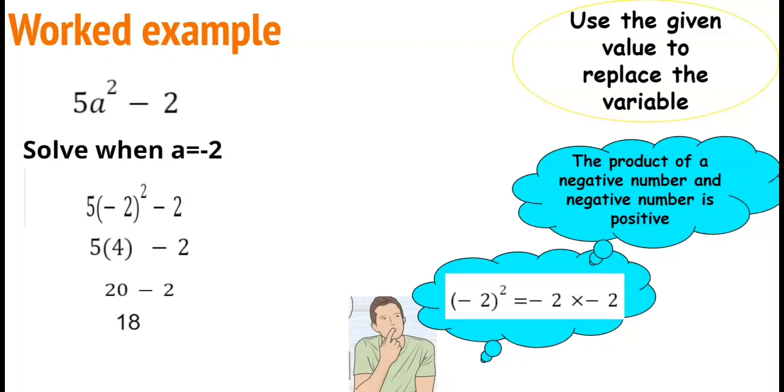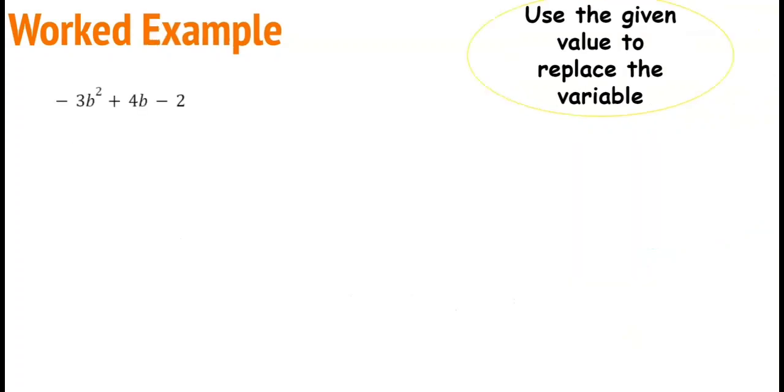Whenever we are substituting values, we are always going to recall our basic rules for computations. If we have brackets in our problems, if we have exponents, we need to obey our basic operation rules. Let's try a more complex question. This says negative 3b squared plus 4b minus 2.